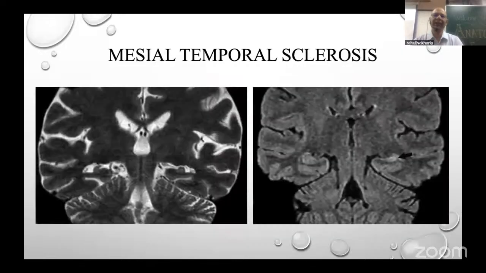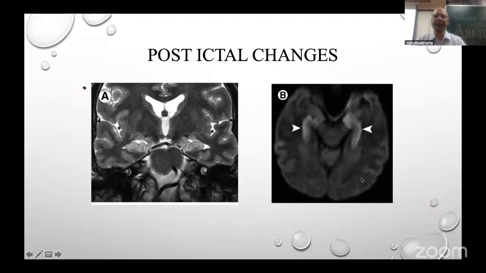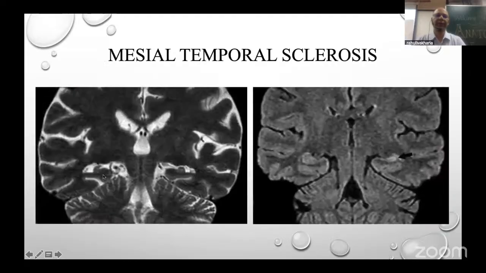There are other commoner things in which the hippocampus is involved, something called mesial temporal sclerosis. So if you see on the left hand side, which is abnormal, this is bright on FLAIR and atrophied, compared to the right side, which is normal in size and not showing any signal abnormality. So mesial temporal sclerosis is one of the very common and important causes of seizures.